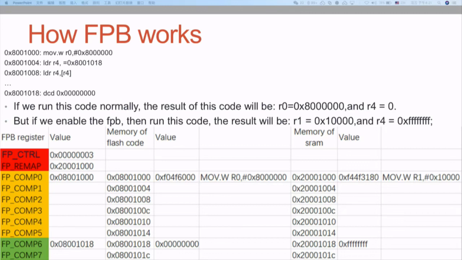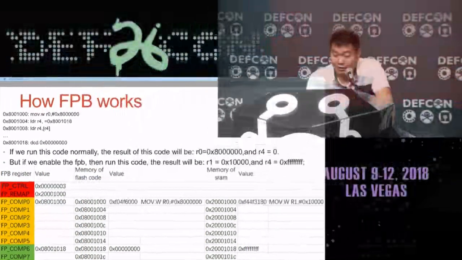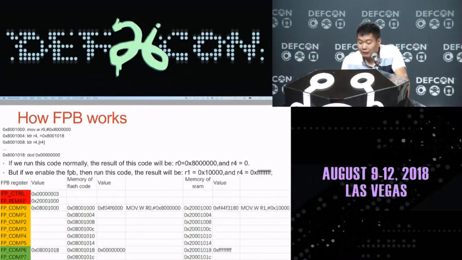The FP compare 0 indicates the instruction in the offset 0x8001000 will be replaced with another instruction. The FP compare 6 indicates that the data in the offset 0x800100 is replaced. If we enable the FPB by setting the FP control register to 3, the action of the code will be totally changed. It should be that the data in R4 is 0x800000, but actually R4 is skipped and R1 is 0x10000, and R4 should be 0 but is -1.